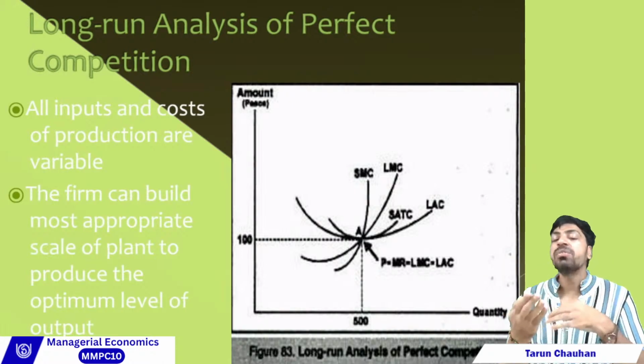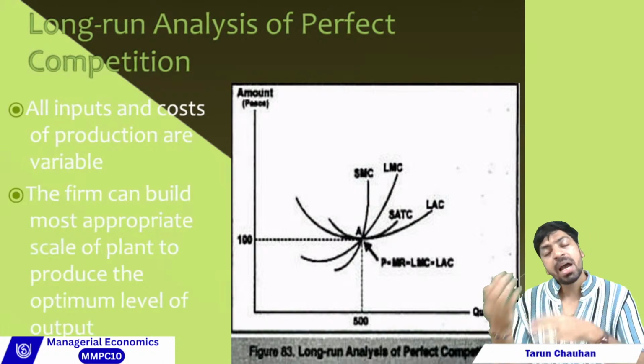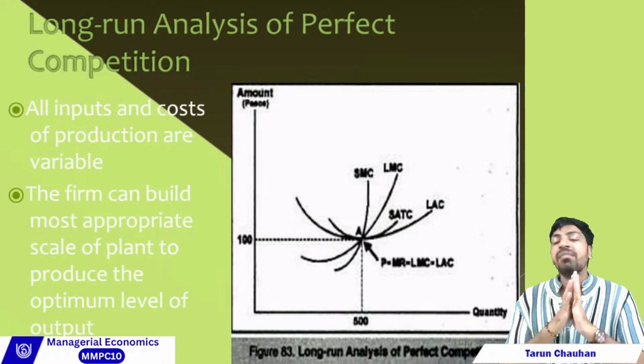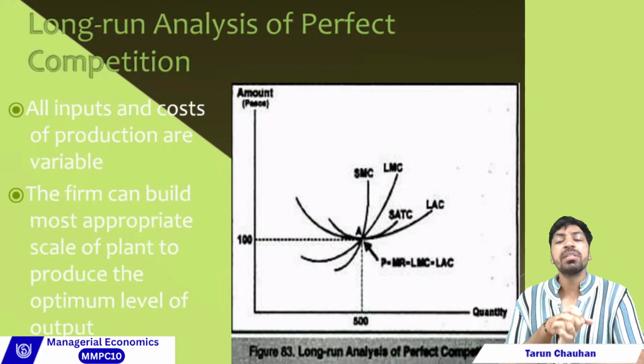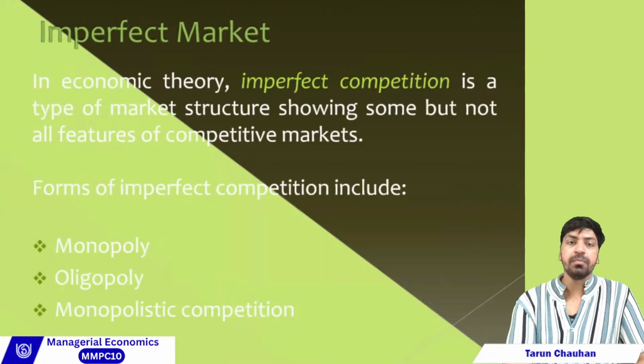where they can produce more and more units of output, and at that particular point everything will be equal, especially the long run marginal cost and the average cost as well. So this is called long run analysis.